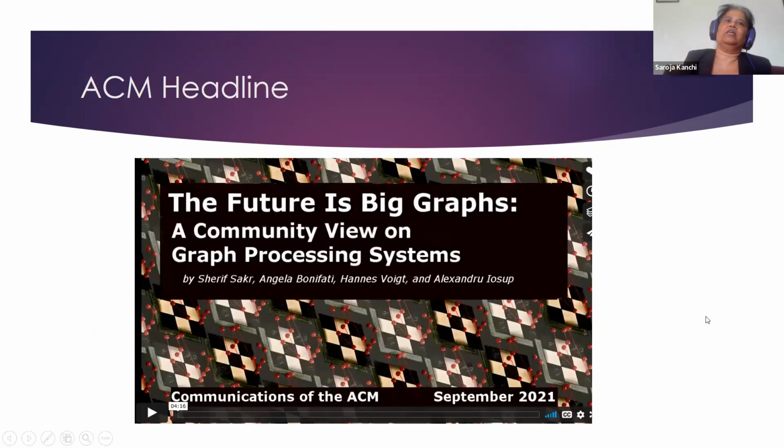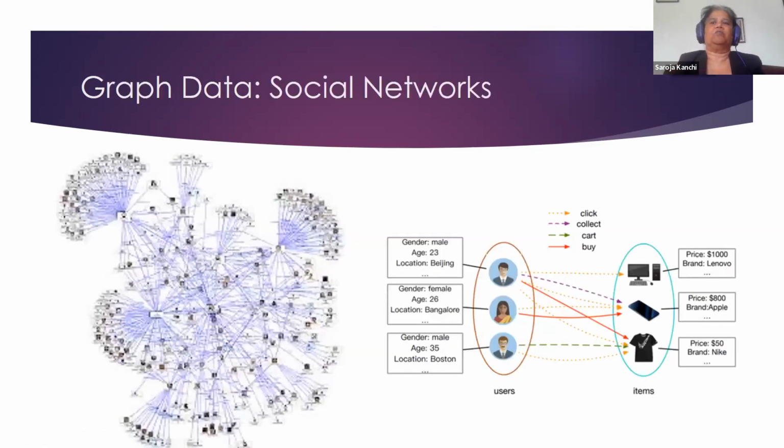Recently, ACM stated last year that the future is going to be big graphs, and one needs to work on how to create graph processing systems that can work on large graphs using machine learning and AI. That will be the future challenge for the community of predictions and the usage of AI in the future.